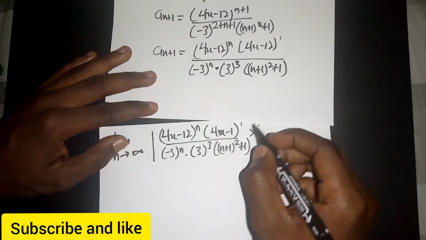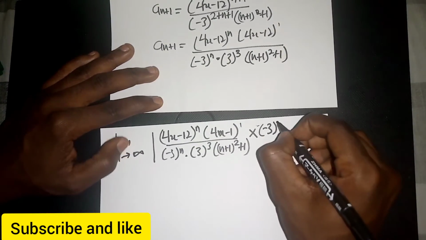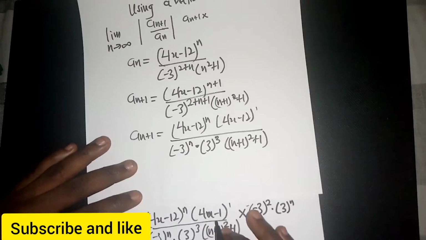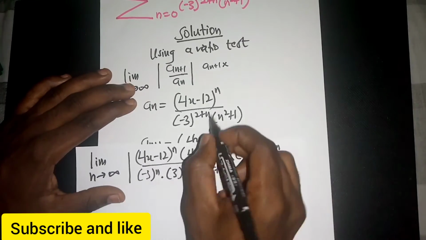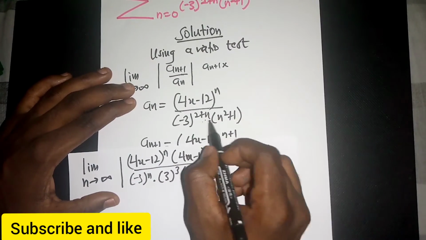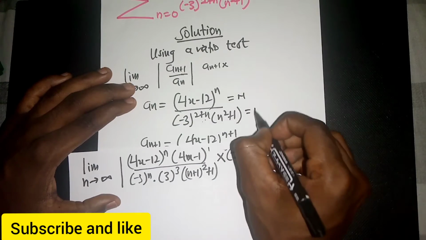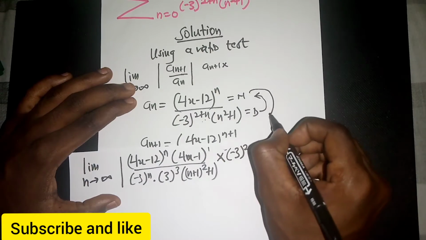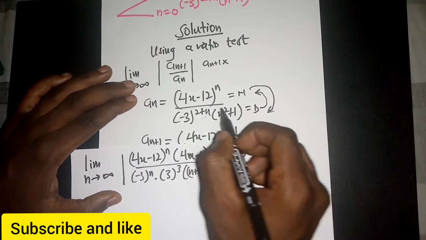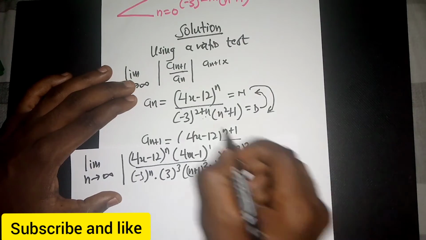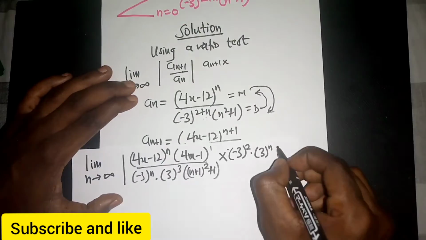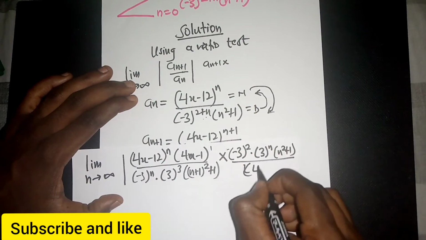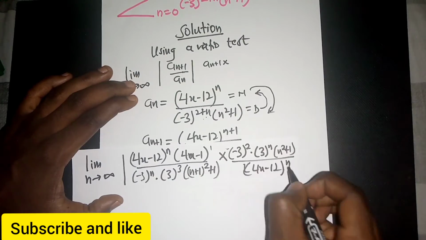So we multiply by the reciprocal of a sub n. This was the numerator and this is the denominator, but immediately we are multiplying, this interchanges with that. So we have the numerator as (minus 3) to the power 2, then 3 to the power n, multiplied by n squared plus 1, divided by (4x minus 12) to the power n.